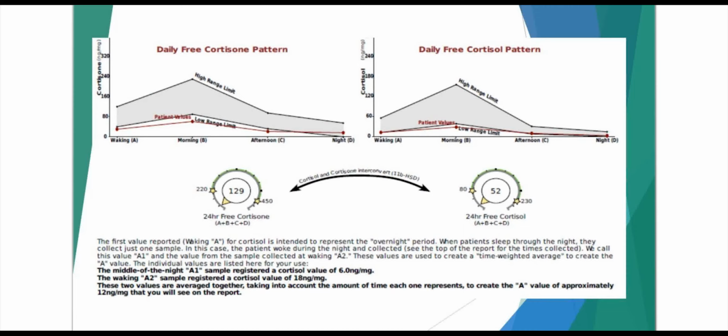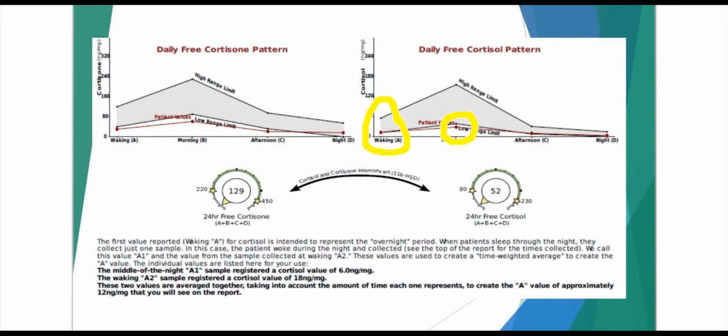And below, we can see the free cortisol pattern. So the first sample represents cortisol throughout the night. Remember, a waking urine sample represents the entirety of the night. The cortisol is building up in the urine. You wake up and void the bladder, collect that sample, and that's what we're looking at there.